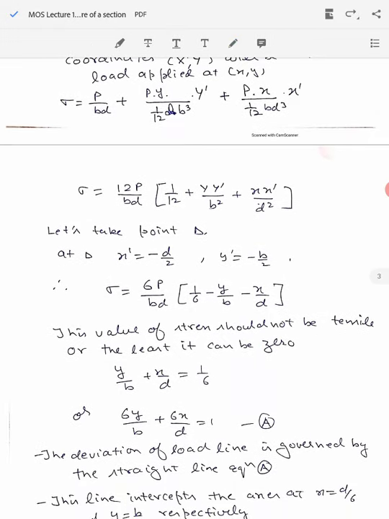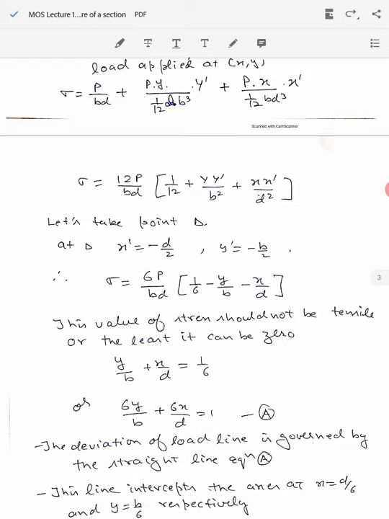Now this is the equation of a straight line. You can see 6y by b plus 6x by d equal to 1 is the equation of a straight line, and this gives the deviation of load, how much the load can move. The load can move along this straight line, and we are not going to get the tensile stress if the load is within this range.